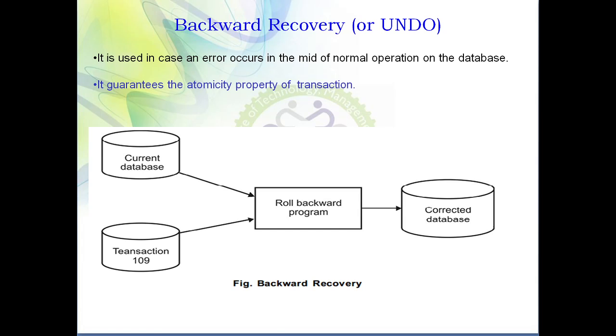So in that case, what I need to do is cancel that first operation which I have performed. For that purpose, I can make use of a backward recovery scheme. It guarantees the atomicity property of a transaction.